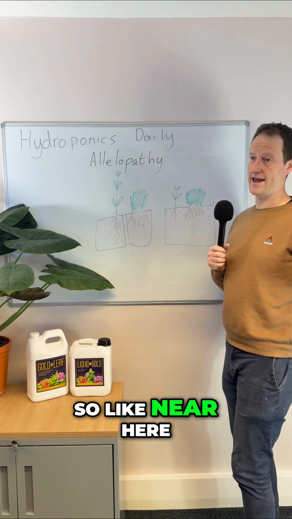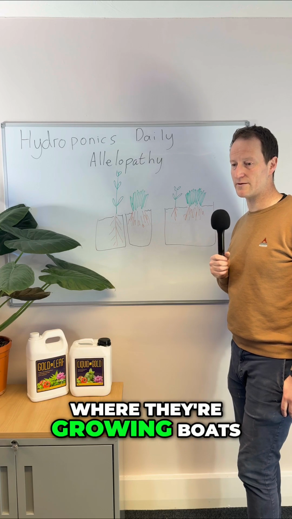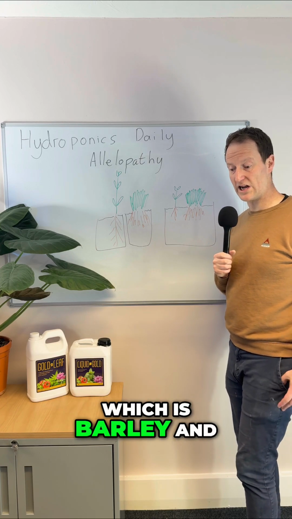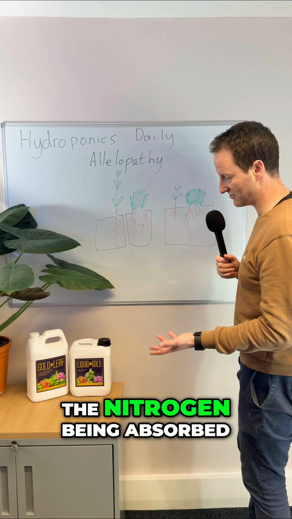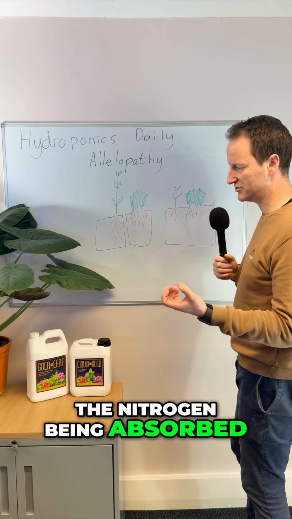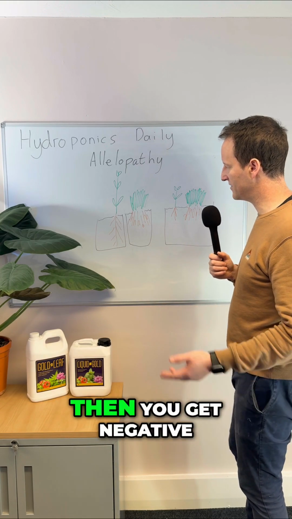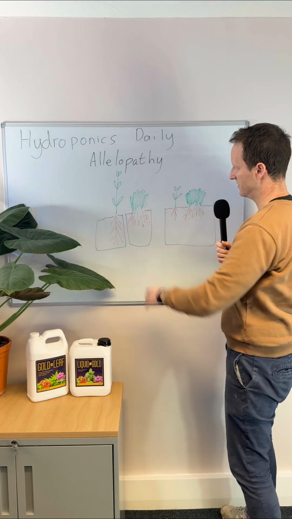So like near here, there's a research trial where they're growing boats, which is barley and oats together, and you get positive interactions like the nitrogen being absorbed by the beans. And then you get negative interactions, which are allelopathy.